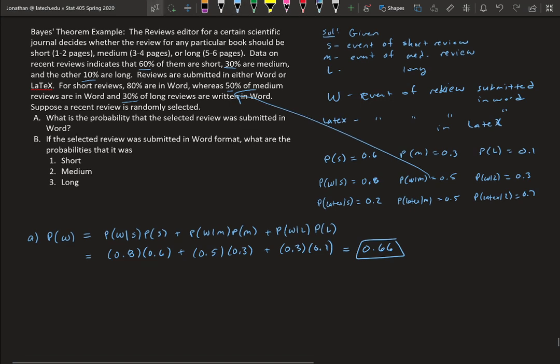So that's the probability that a document is submitted in Word, or a review is submitted in Word. So that means 34% of the time, a document will be submitted in LaTeX, right? If it's not in Word, it's got to be in LaTeX. So 34% of the time, a review will be submitted in LaTeX. Now, I know it doesn't ask for this, but it's important to keep in mind what all there is to work with, what all we could ask, and what all you could try to find. So it's good to think about all this while you're working a problem. Make sure you have it all straight.